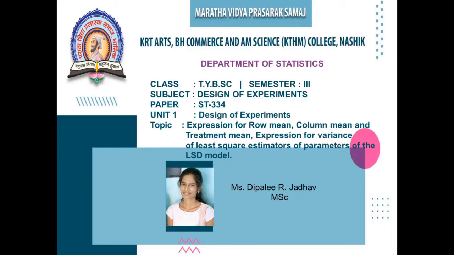Hello everyone. In the previous lecture we discussed least square estimators of parameters of the Latin square design model. In today's lecture we will discuss some expressions for the ith row mean, the jth column mean and the kth treatment mean, and then we will discuss derivations for the variance of these least square estimators of the LSD model. So let us discuss these expressions.